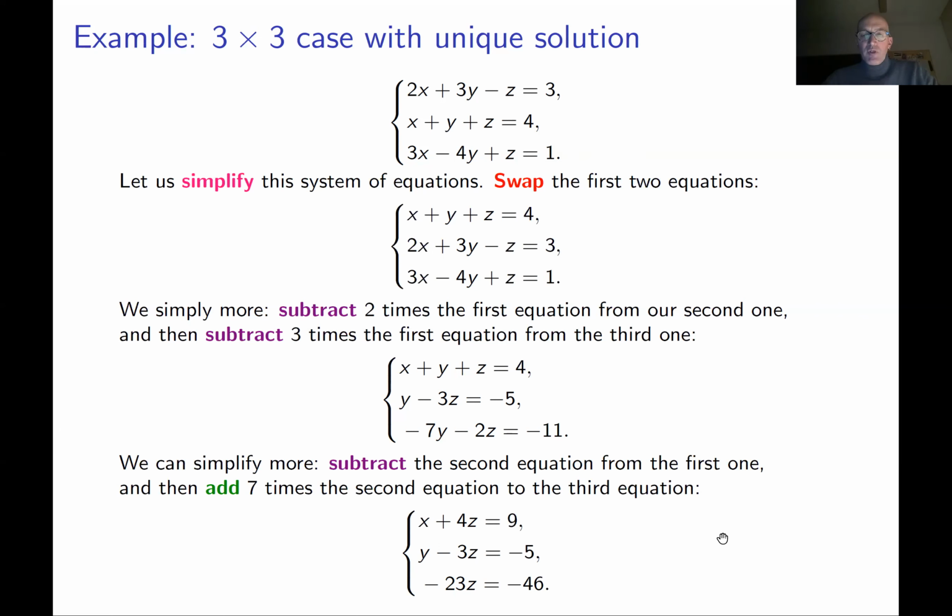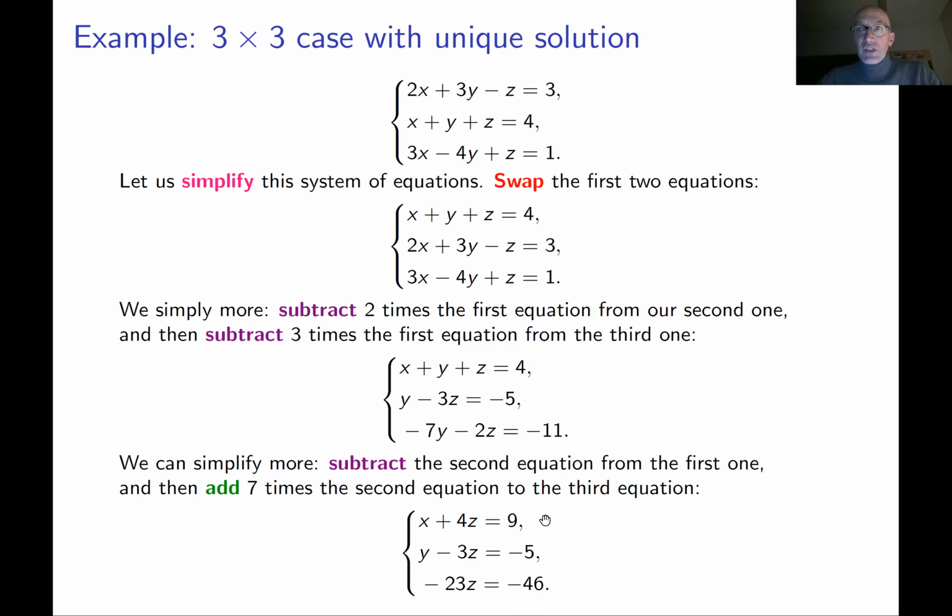Now, when you look at this system, basically we don't need to solve it. It's already solved. The third equation gives us z. We substitute this z into the second equation, and we immediately obtain y. And then we substitute z into the first equation and we obtain x. So we found a unique solution. This is absolutely straightforward.